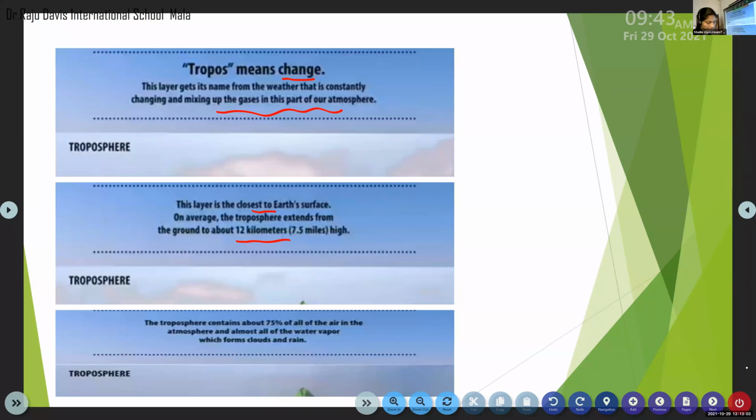See children, the most important layer of the atmosphere is the troposphere. The term tropos means change. Almost all weather phenomena occur in this layer: wind, rain, hailstorm. What is hailstorm?